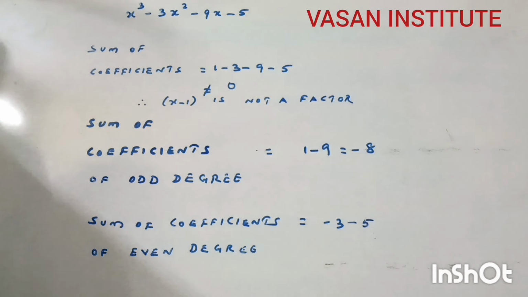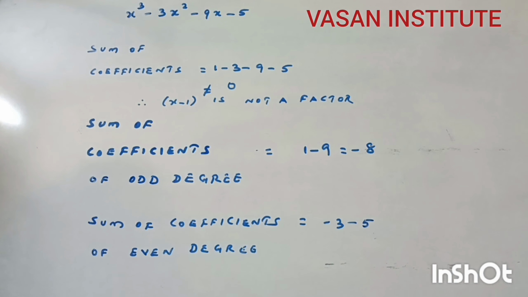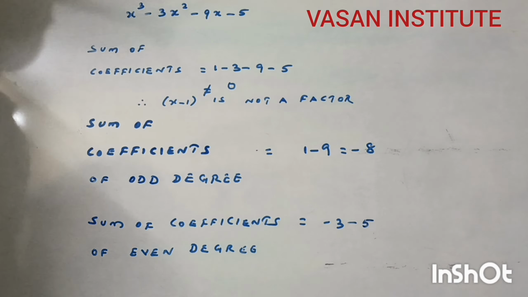Now if you add all these numbers, you can't get 0. Therefore, x minus 1 is not a factor. After that, add the sum of coefficients of odd degree. Odd degree means the power is an odd number, 3. X power 1 is also odd degree. So the sum of coefficients of odd degree means x cube and x coefficients. Here x cube coefficient is 1 and x coefficient is minus 9. So 1 minus 9, that is minus 8.